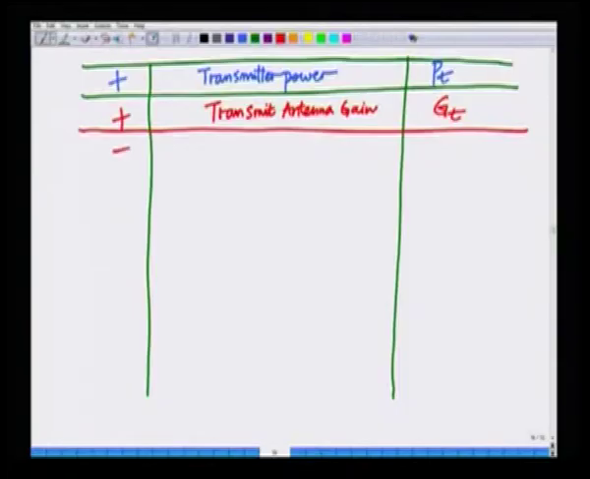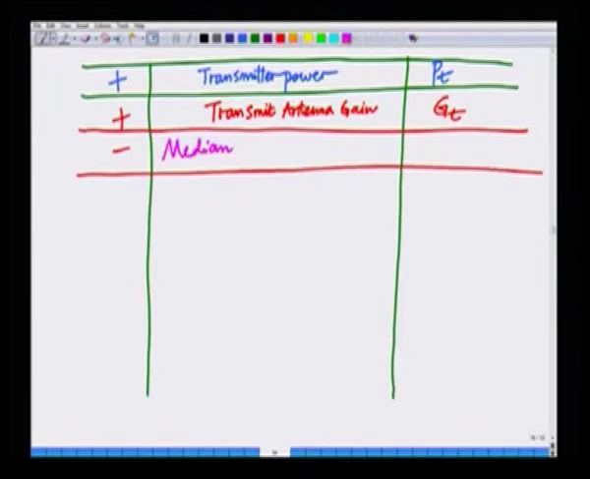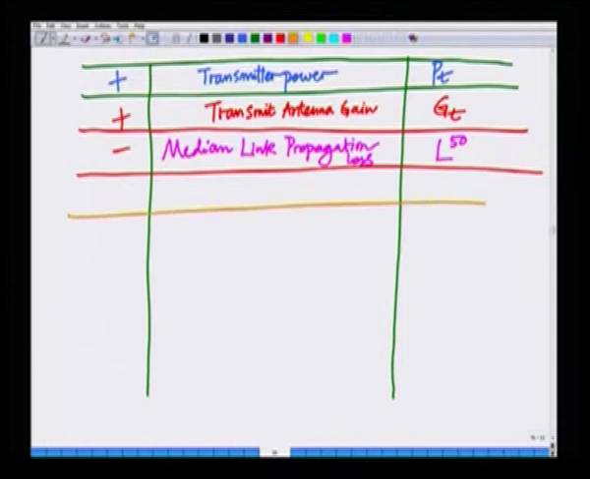Now, from this I am going to subtract the median link propagation loss. This is a loss, so I am going to subtract L50. Then I am going to also subtract the margin. Remember, if we want to improve the reliability, we said we need an additional margin. So, I need to account for the margin also. I am going to subtract this margin in dB.